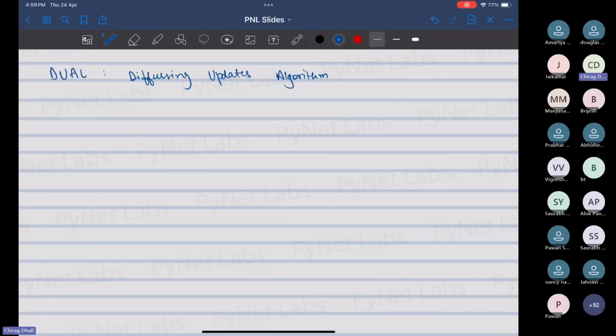According to the DUAL algorithm, there are four values or four terms that we have to understand. First is feasible distance, which is the total cost from source to destination.